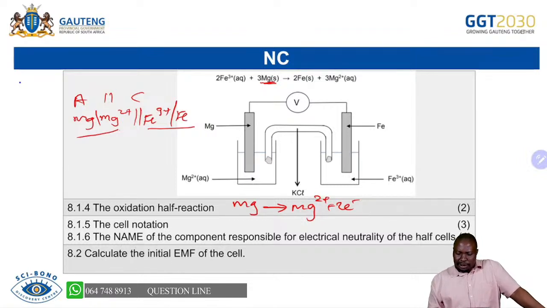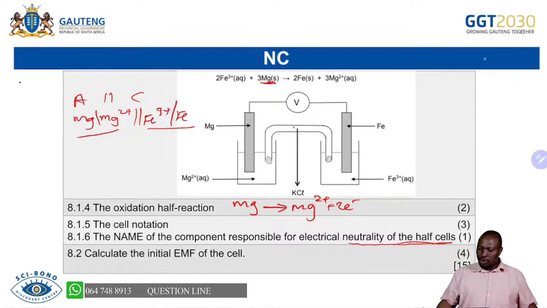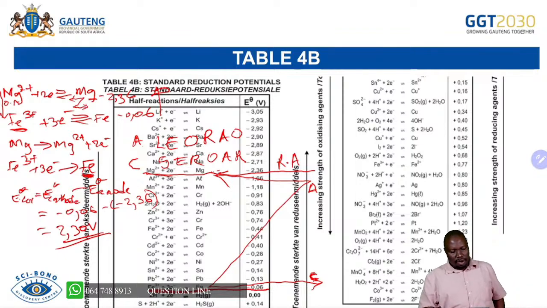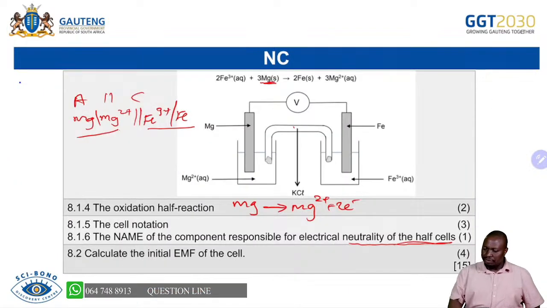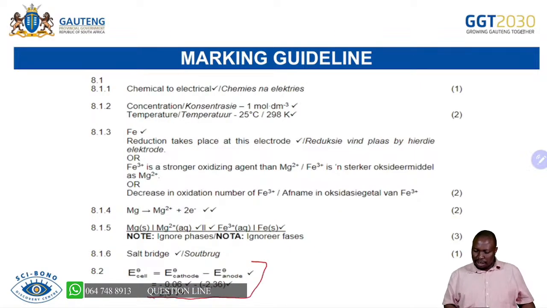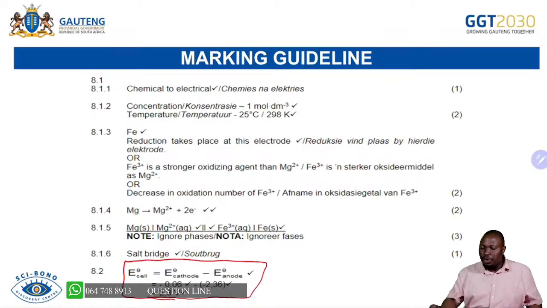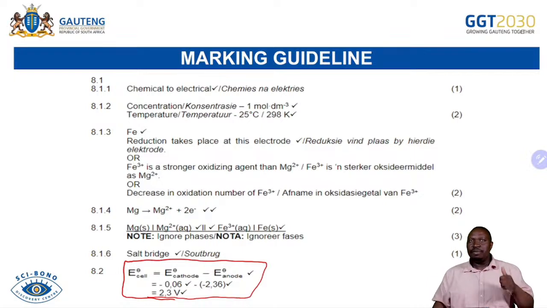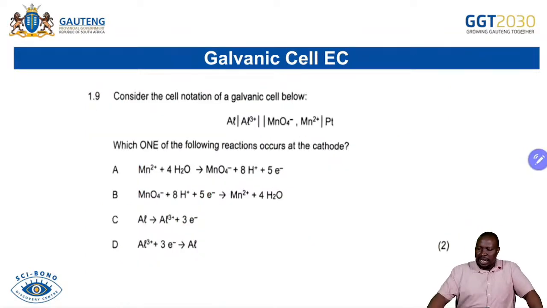And then the name of the component responsible for electrical neutrality of the half cell. Remember, this one we said is the salt bridge to maintain neutrality. So you will say salt bridge. Calculate the EMF of the cell, which is what we did. Here, we were able to get that answer of 2.30 volts. So you're able to do that, which is the same as what is given here. So you can see everything we've done, and we've done correctly, and you're collecting your marks. Remember, 15 marks, that is 10% of your paper. If you get questions like those and you are able to answer all of them, then we know that we are prepared and we are ready to move.